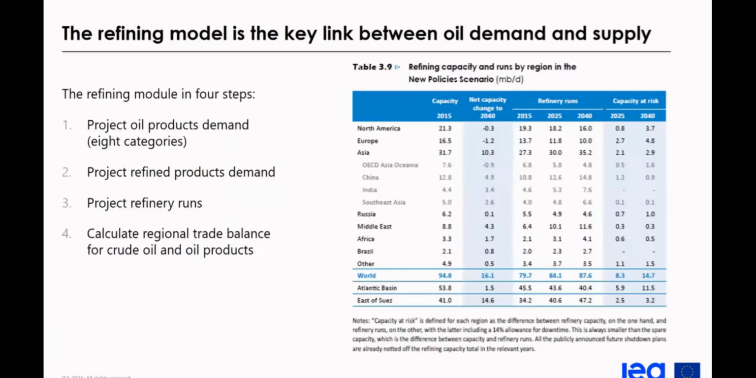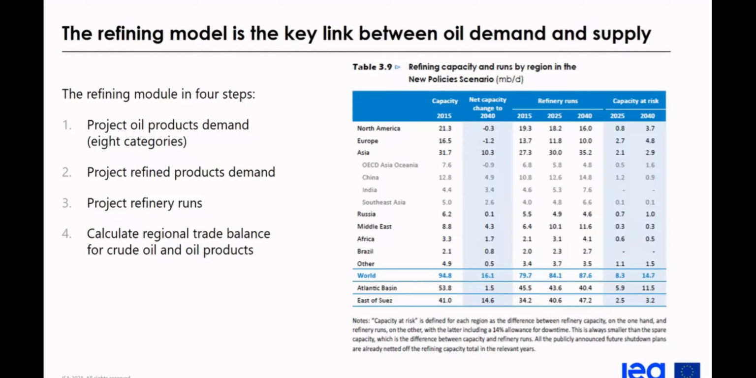Another module in the transformation step of our world energy model is the refining model. And this model is really the link between oil demand, so, for example, demand for oil products in transport, gasoline, diesel, LPG, and other products, and oil supply, which will be crude oil. Meaning it is the intermediate between the two.